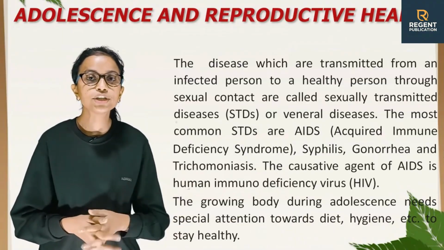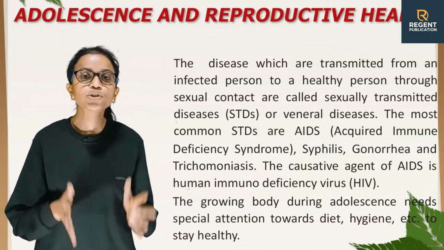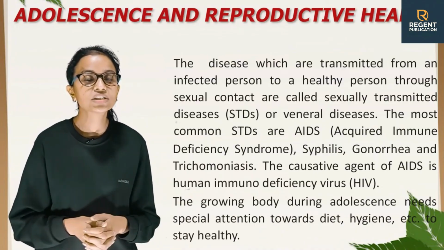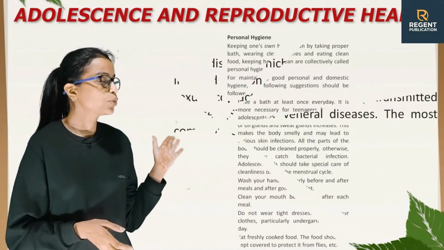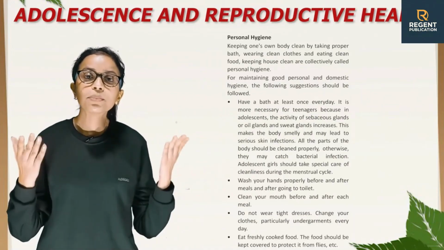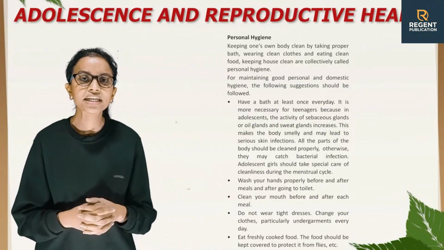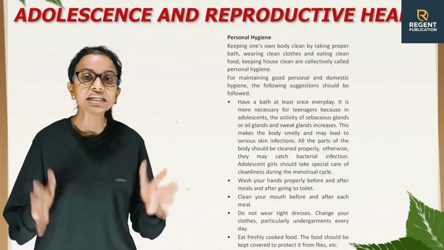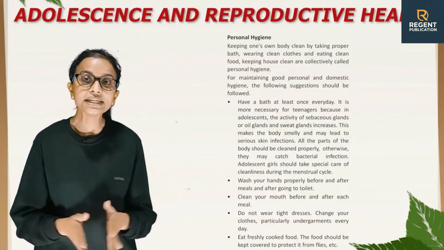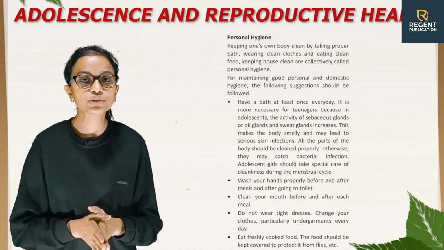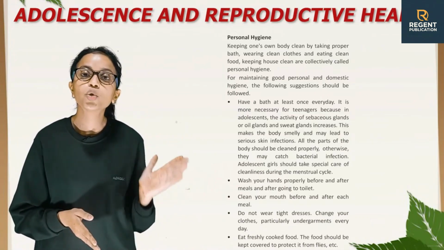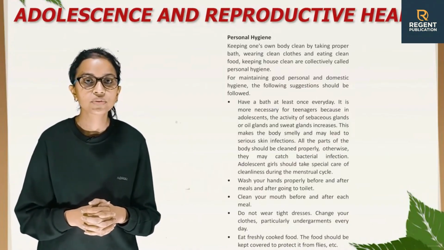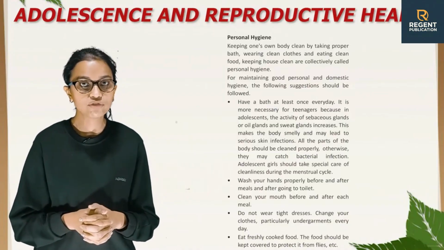The growing body during adolescence needs special attention towards diet, hygiene, etc. to stay healthy. Personal hygiene. Keeping one's own body clean by taking proper bath, wearing clean clothes and eating clean food, and keeping the house clean are collectively called personal hygiene. For maintaining good personal and domestic hygiene, the following suggestions should be followed. Have a bath at least once every day.